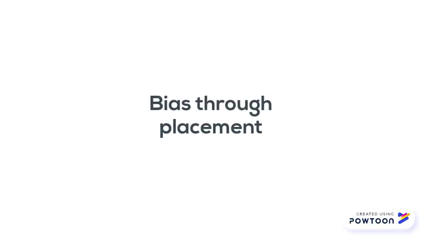Second, bias through placement. How the story is organized is very significant because most news stories are written in what is called an inverted pyramid style, beginning with what is considered the most newsworthy facts, followed by the most important facts with details relating to those facts, and finally background information to provide context.